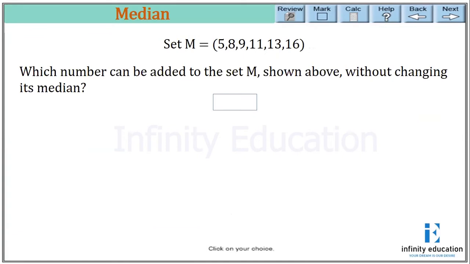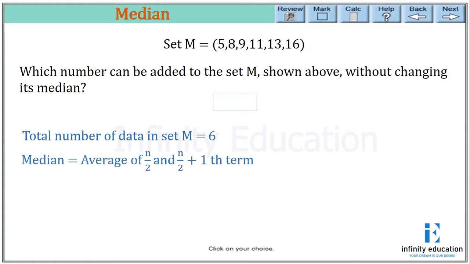Set M equals 5, 8, 9, 11, 13, 16. Which number can be added to set M shown above without changing its median? So the total number of data in set M is 6. As we have learned in the previous slide, if the total number of data is even, the median should be the average of the n by 2 and (n by 2 plus 1)th terms.